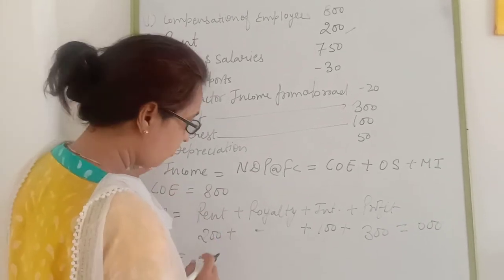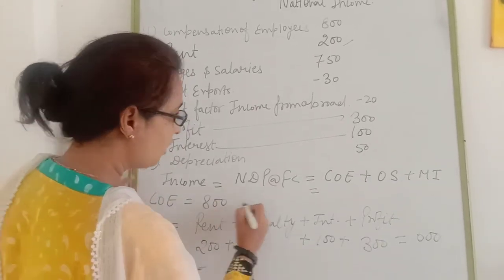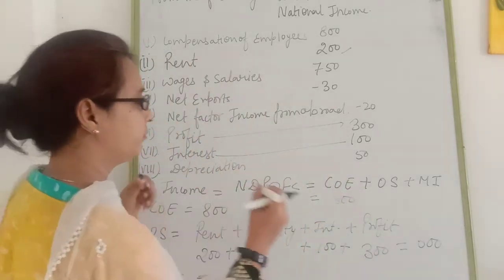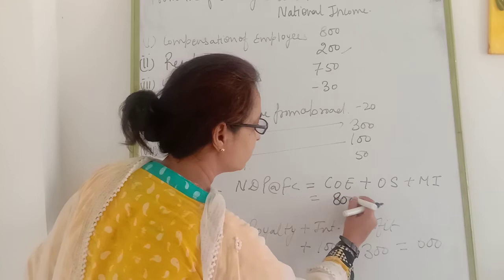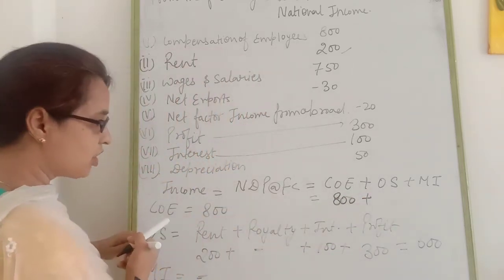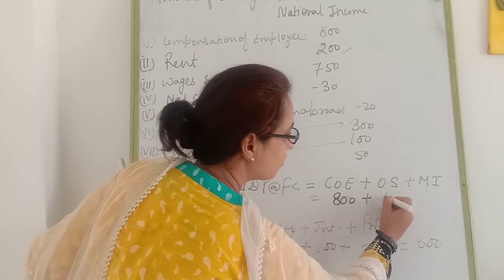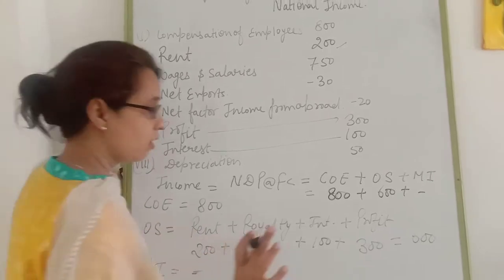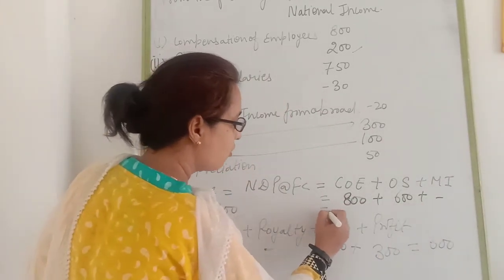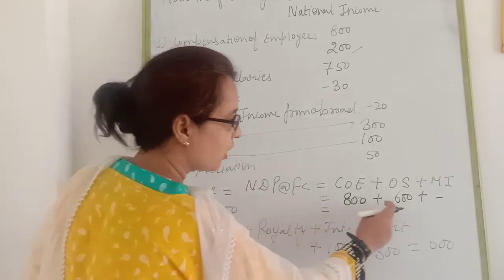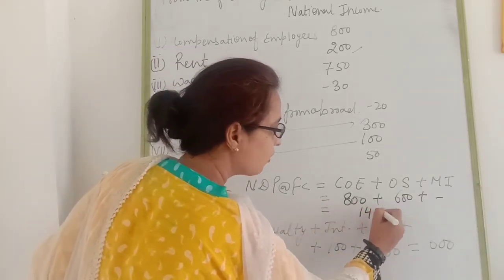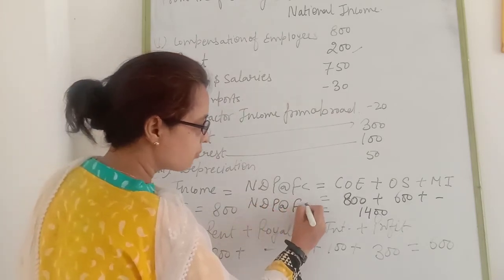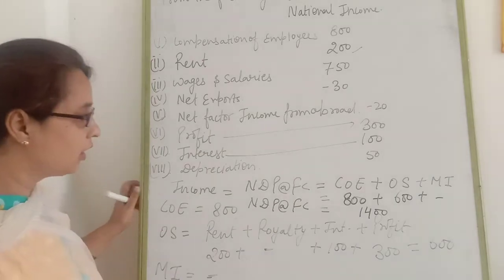How to apply it? COE, how much is it given? 800. Plus operating surplus, how much have we calculated? 600. Mixed income is not given in the question, so leave it as 0. Now how much NDP at FC are we going to find out? That is 1400. Clear? That is NDP at FC. I hope all of you are clear.